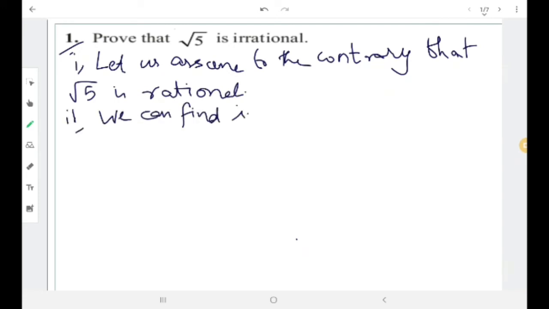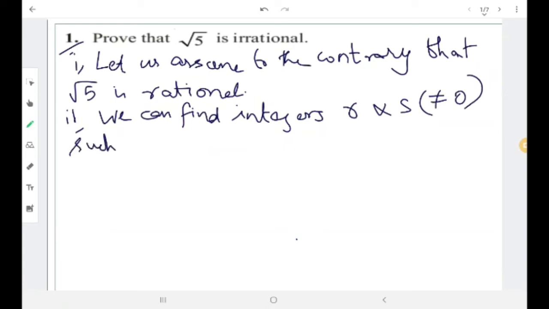We can find integers r and s, but s should not be equal to 0, such that root 5 is equal to r by s. Suppose this r and s have a common factor other than 1, then we can divide it by the common factor to get another fraction a by b.